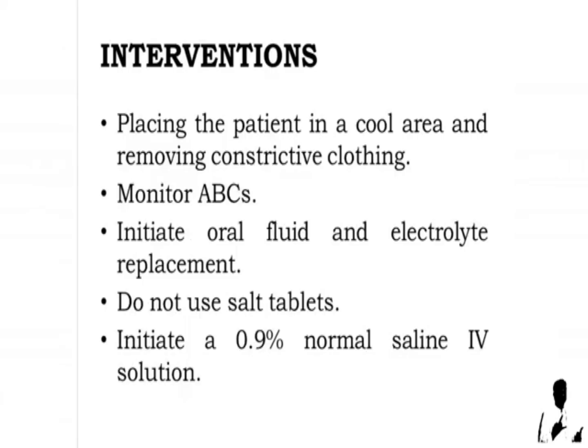Interventions for heat exhaustion are the following. Begin treatment by placing the patient in a cool area and removing constrictive clothing. Monitor the patient for airway, breathing, circulation, including cardiac dysrhythmias caused by electrolyte imbalances. Initiate oral fluid and electrolyte replacement unless the patient is nauseated.